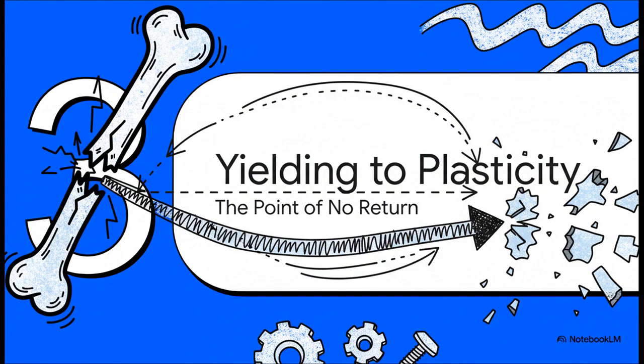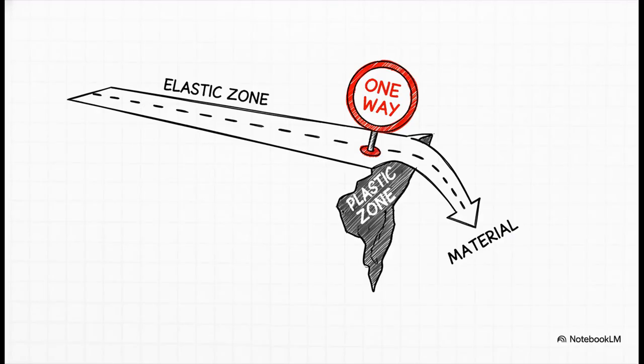Well, eventually we leave that nice, safe, elastic zone and we cross a threshold. This is the point of no return, where any deformation we cause becomes permanent. We call that threshold the yield point. It's the exact spot on our curve where that straight line starts to bend, and the amount of stress it takes to get there is the material's yield strength. Once you've pushed a material past its yield point, you have fundamentally and permanently changed its internal structure. You can't go back.